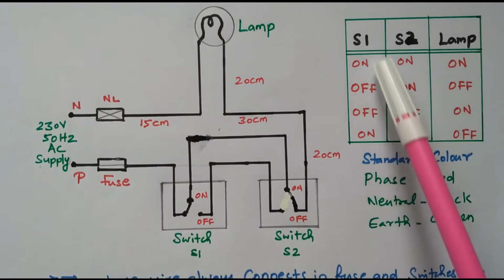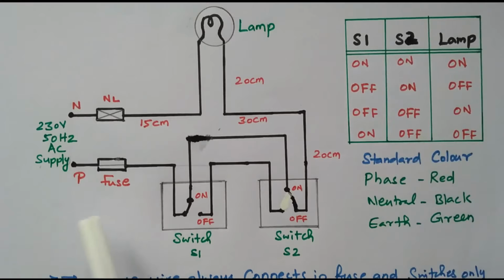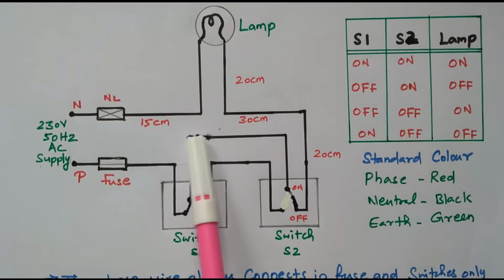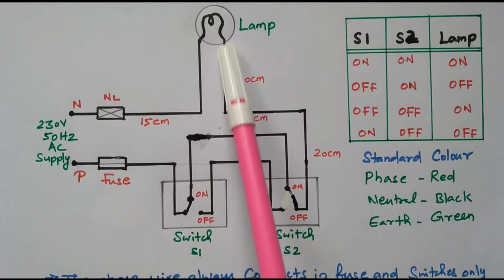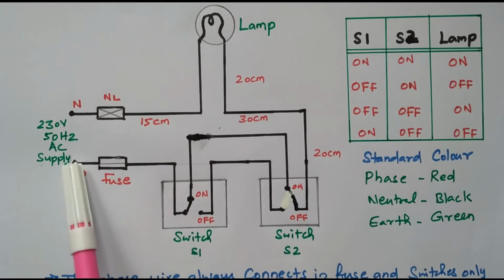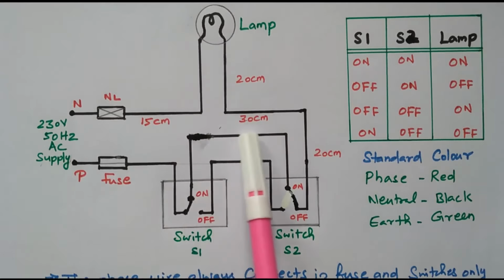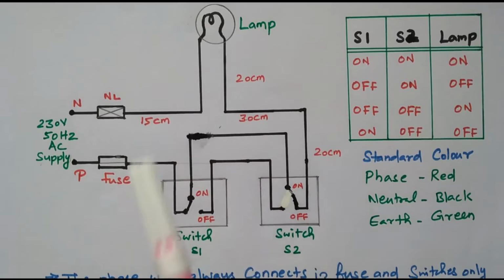Now both are in on condition. We'll see there are 4 possible options available. S1 and S2 are in on condition. What will happen? Neutral is already connected. The phase will be connected through S1, so it is in on condition, and it will go like this. This is also on condition, so the supply is given to the lamp. Right? If both are on, the phase passes through the fuse and switch S1, this center wire, then switch S2, and goes to the lamp. Now the lamp will glow. If you change any one switch, the lamp should be in off condition.